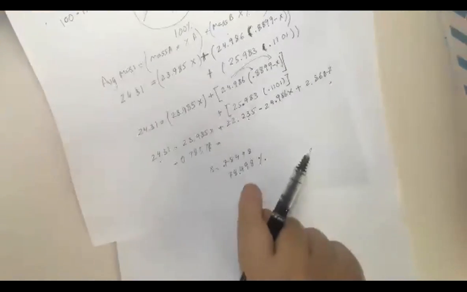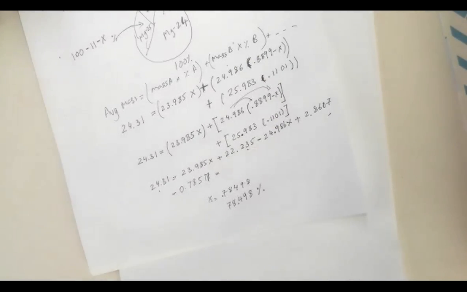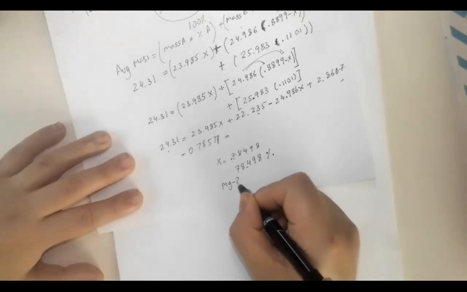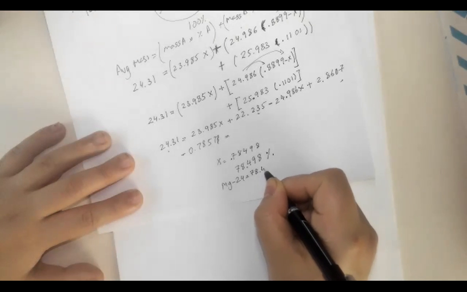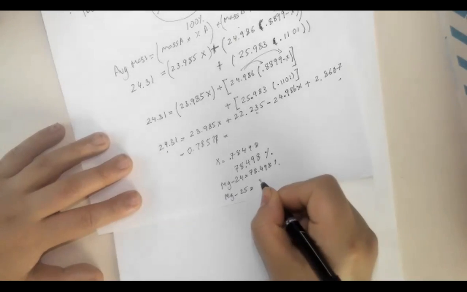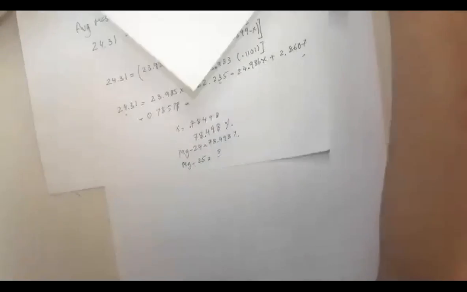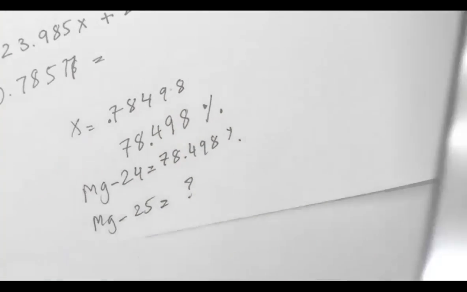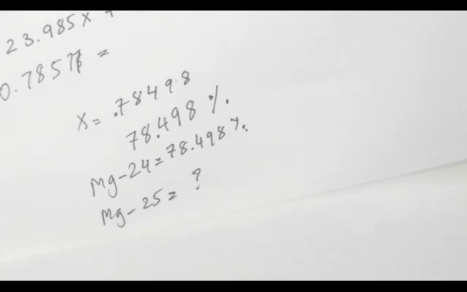Okay, notice we already have a percentage. That is if I only ask for magnesium 24, you are not done. You still have to find magnesium 25. All right, so magnesium 24 was 78.498%. Give me magnesium 25, please. Hopefully you guys know how to find it. How to find magnesium 25. Again, there will be some rounding, which is fine. I will probably round it to 2 decimals just because the other one is 2 decimals. So I will probably round it to that at the end of the day.